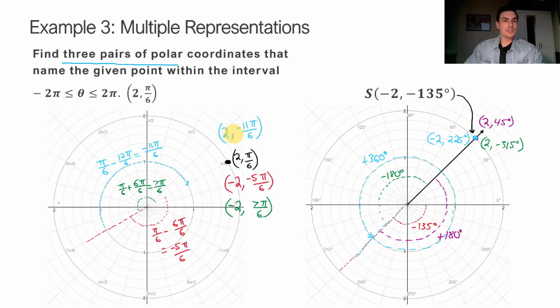Alrighty, hopefully you got 2, negative 11 pi over 6, negative 2, negative 5 pi over 6, and negative 2, 7 pi over 6, okay? And this is kind of what I was doing with my angles and rotations, all right? And this was my original point right here.